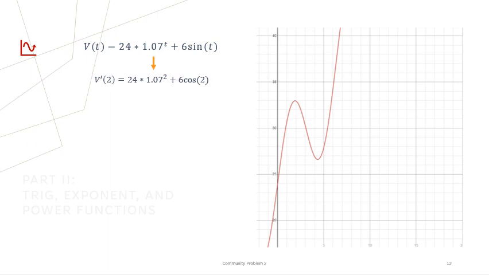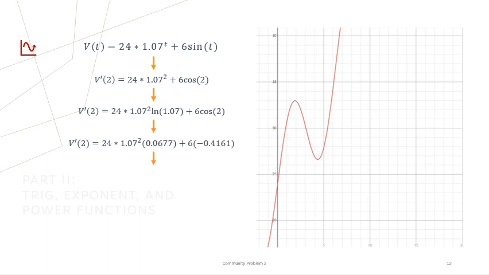So we'll just use that little sine rule and flip that into a cosine. We'll also do the logarithm rule, and then we'll do the math until we get to a derivative there. So the v prime at 2 is equal to negative 0.6378.